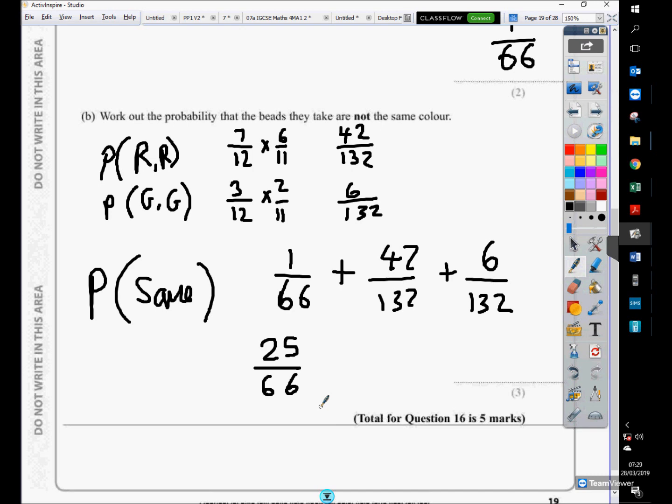But you see, these events are mutually exclusive. They cannot happen at the same time. You can't choose two counters that are the same colour and choose two counters that are different colours at the same time. It's impossible. So what that means is the difference between 66 and 25 must be the numerator for the probability that they are not the same colour. So we subtract from 1, take away 25 over 66. We can just work out the difference of 66 and 25, which is 41. Either way, you end up with a final answer of 41 over 66.